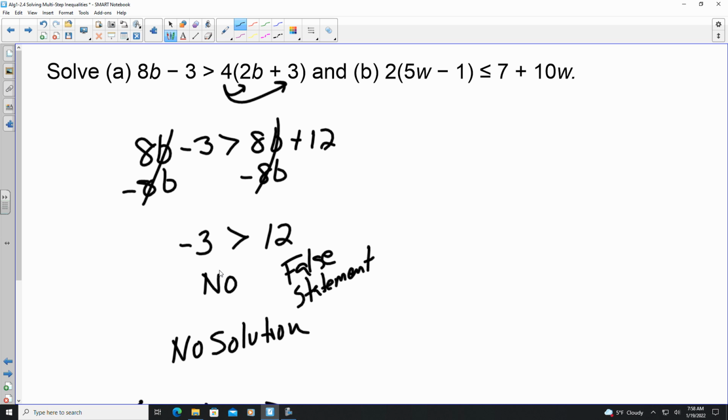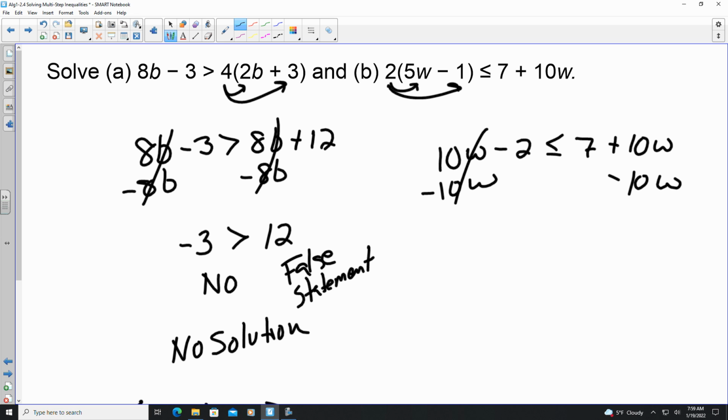Over here, with example B, I'm going to take this 2 and distribute the 5W minus 1s, which leaves me with 10W minus 2 is less than or equal to 7 plus 10W. All right, here I'm going to subtract the 10W from both sides. This is another situation where we have the variables eliminated. So now we have to ask ourselves, is negative 2 less than or equal to 7? The answer is yes, this is in fact a true statement.